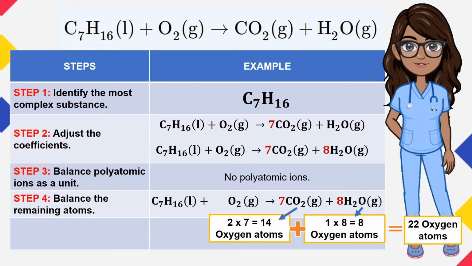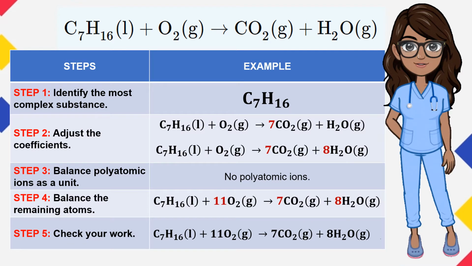You look at the subscript of the oxygen, and multiply the subscript and the coefficient. So the total of 14 and 8 is 22 oxygen atoms. Now, we can balance the oxygen atoms by adjusting the coefficient in front of the least complex substance, O2, on the reactant side. So what number should we multiply by 2 to obtain 22? 11. Correct. 22 oxygen atoms on both reactant and product sides.